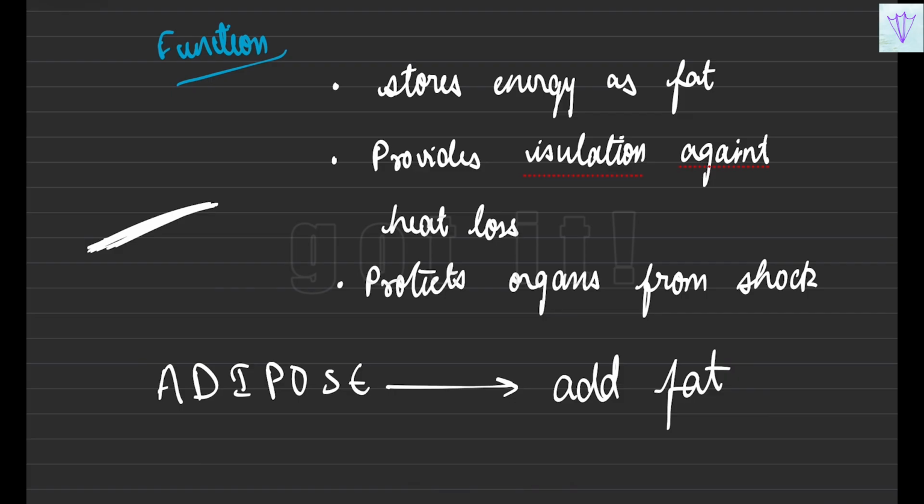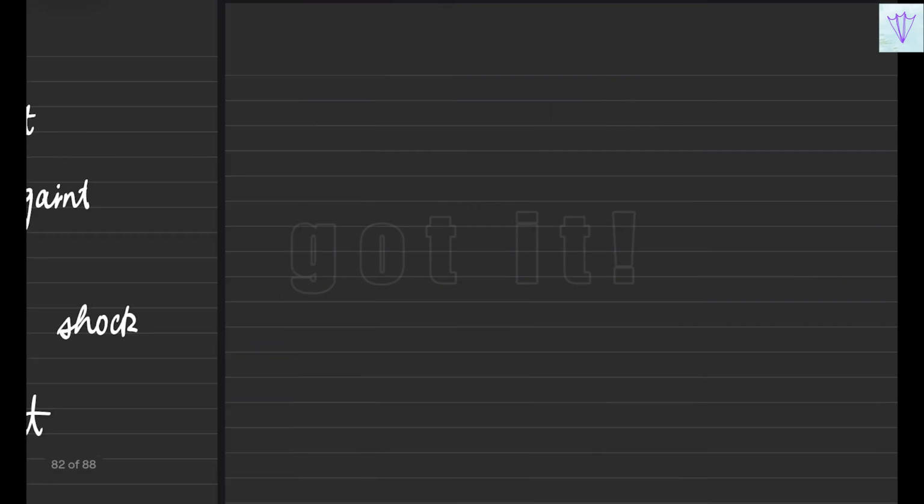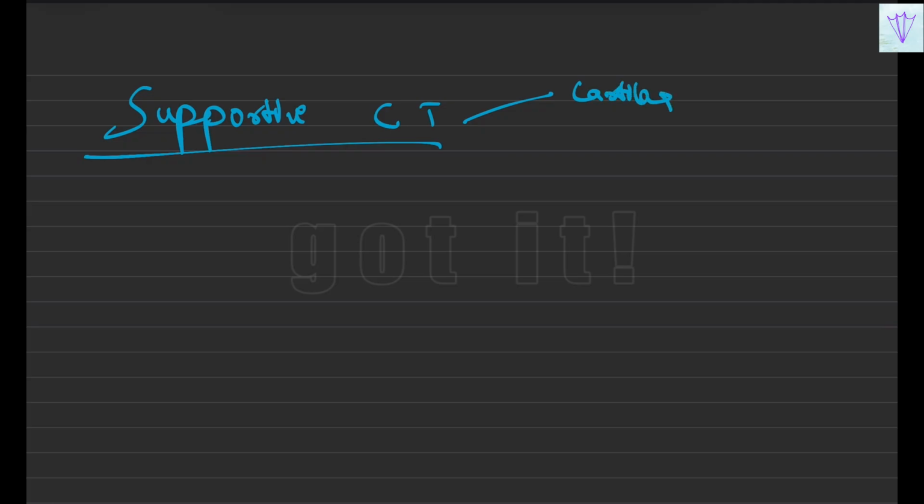So next, moving to the supportive tissue. We are moving to the supportive connective tissue, the second classification. These tissues will form the supporting framework of the body. You have already seen it will contain the cartilage and bone. So these will form the supporting framework of the body.